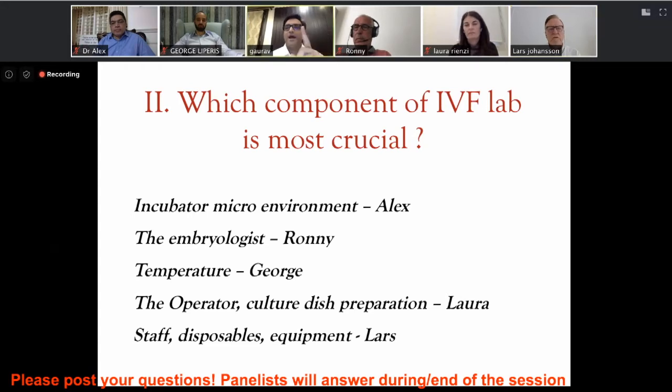So it's interesting to see that we have the incubator here, and the most fascinating thing is that 3 people think that it's actually the embryologist, which is the biggest variable parameter in the lab, and then we have the temperature also. So all very fascinating insights.